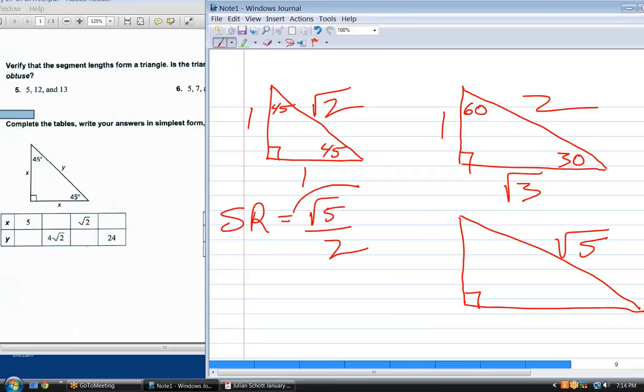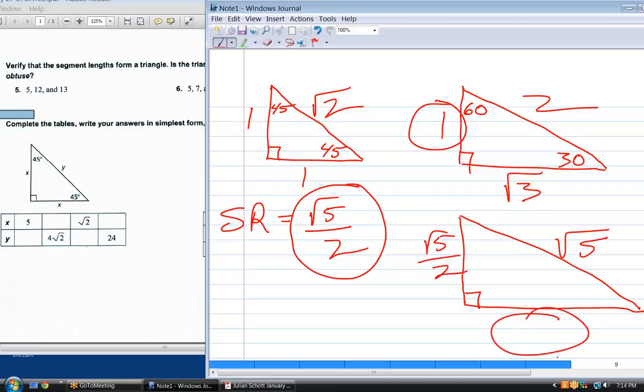I have no idea. Take the similarity ratio and multiply it by that number. Wouldn't it just be square root of 5 divided by 2? Correct. Okay. Now, what's this number going to be?